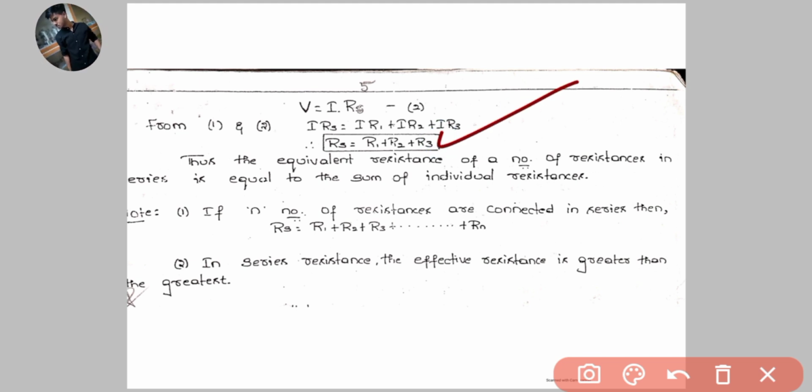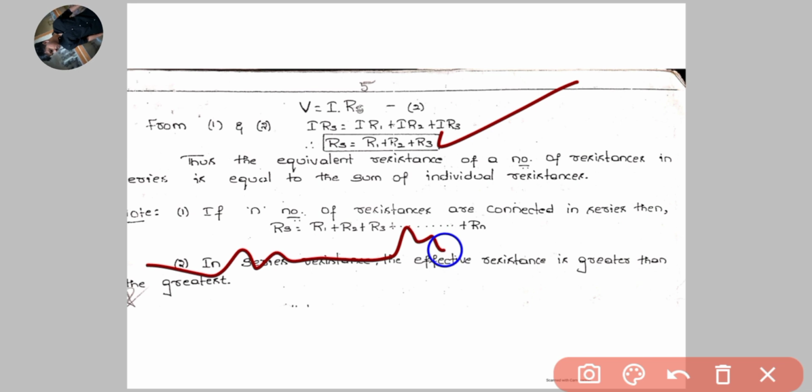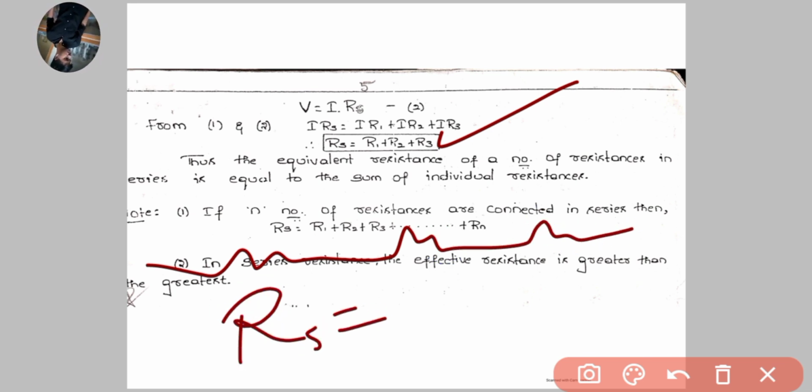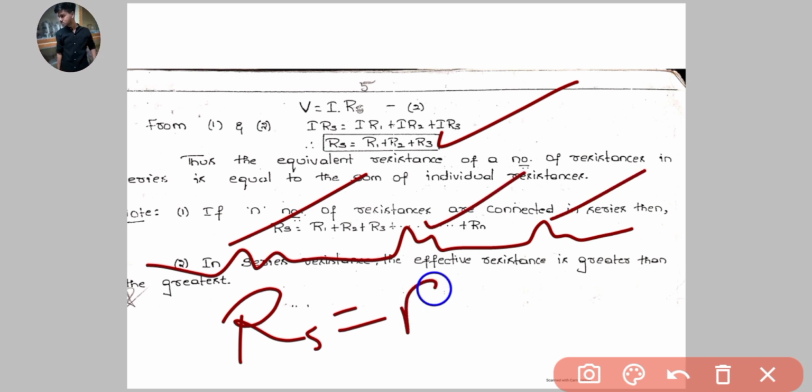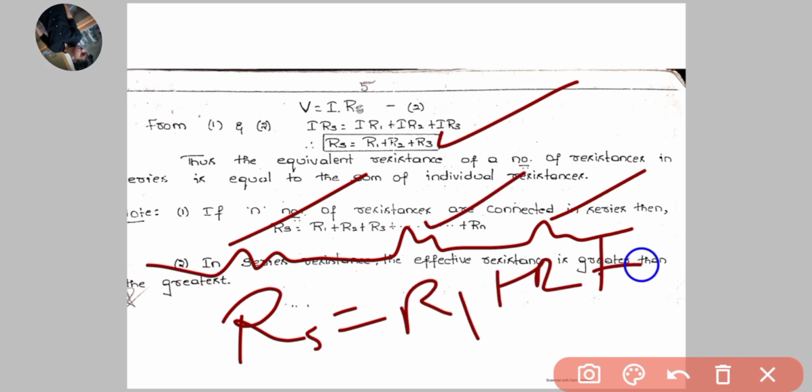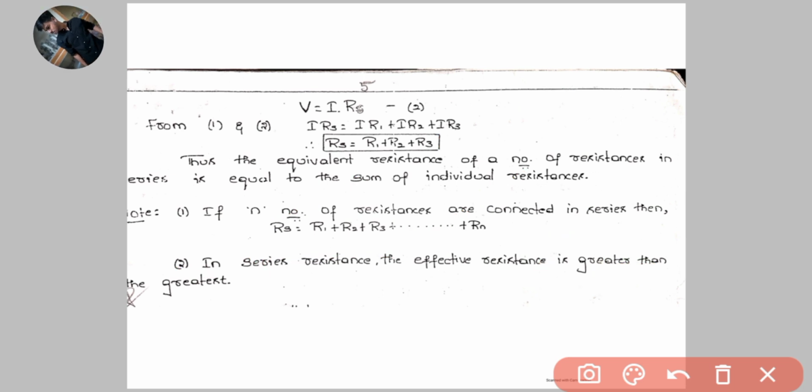Thus, the equivalent resistance of a number of resistors in series is equal to the sum of the individual resistances. That means there may be any number of resistors connected in series. The equivalent resistance Rs is equal to the sum of the individual resistances, that is R1 plus R2 plus R3 up to Rn. That is the thing.